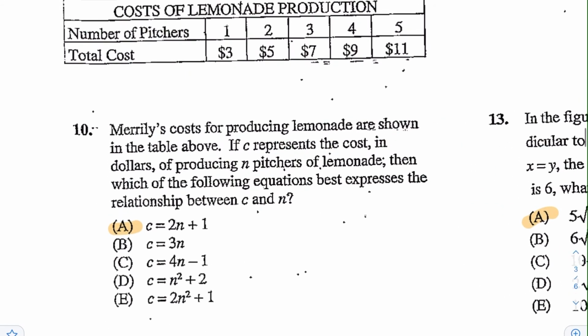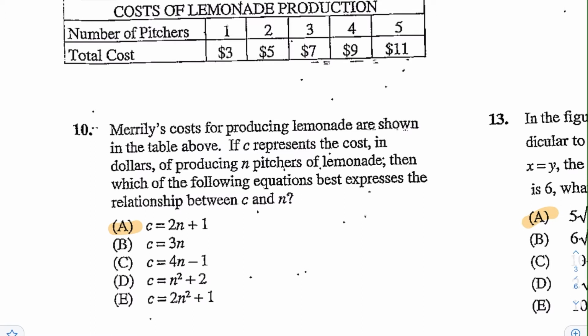All right, next here for number 10. Marilee's costs for producing lemonades are shown in the table above. If C represents the cost in dollars of producing N pitchers of lemonade, then which of the following equations best represents the relationship between C and N?